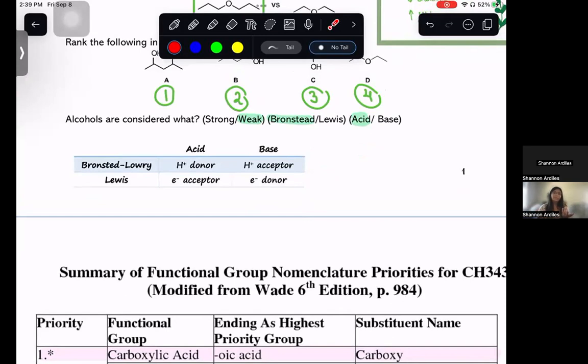versus a Lewis acid and base. Remember, Bronsted is all about hydrogens. Lewis is all about electrons.